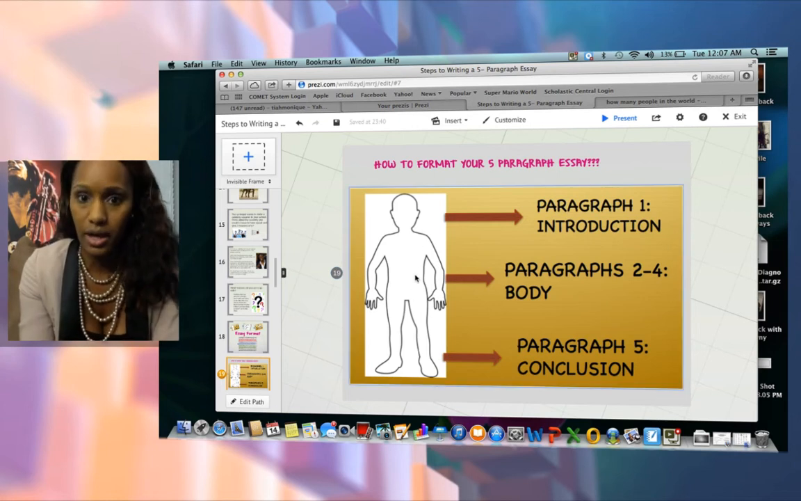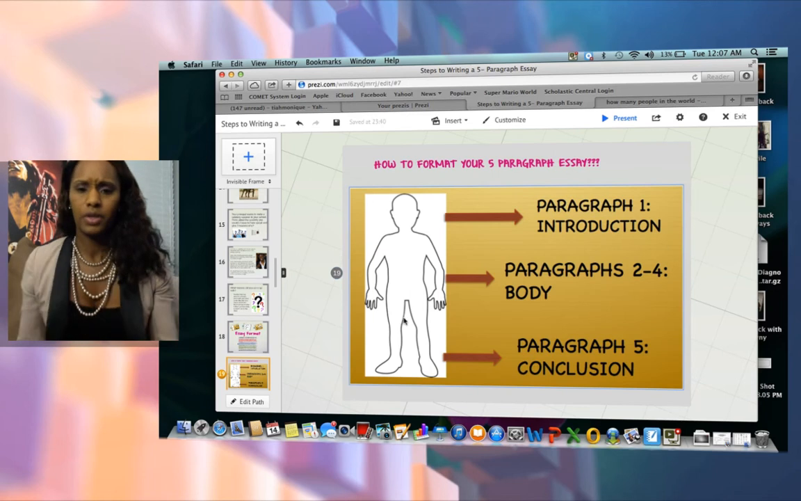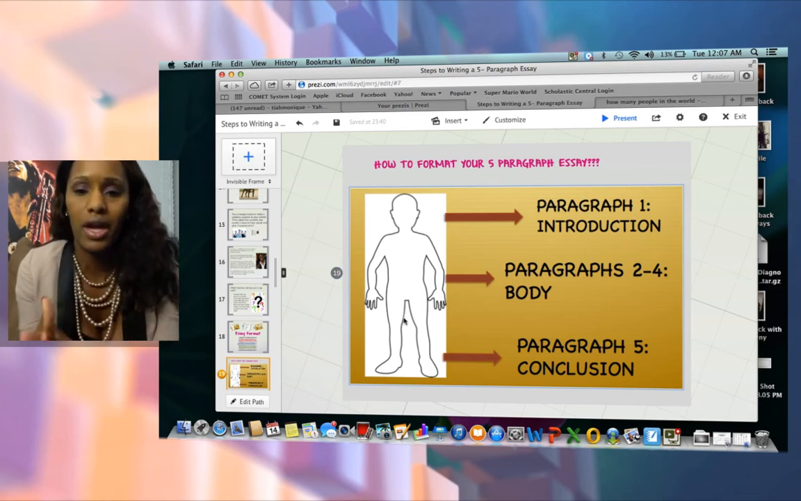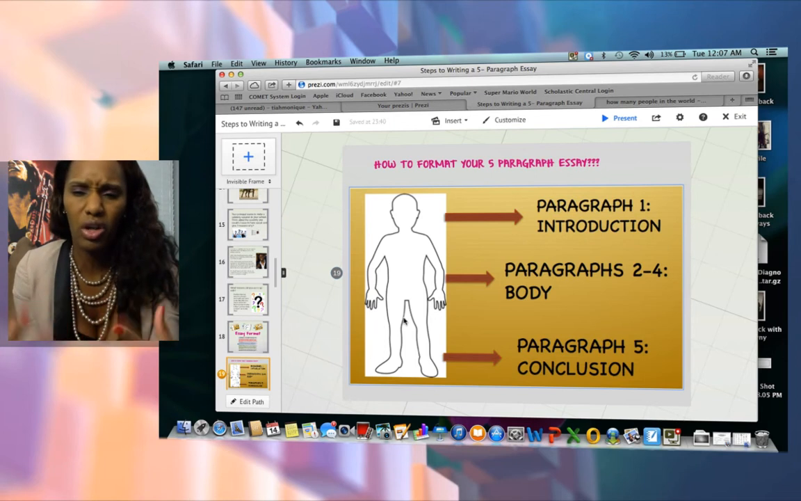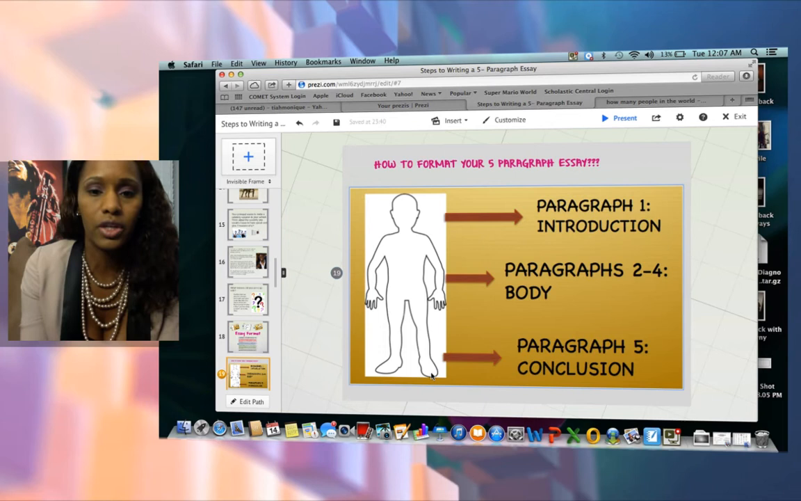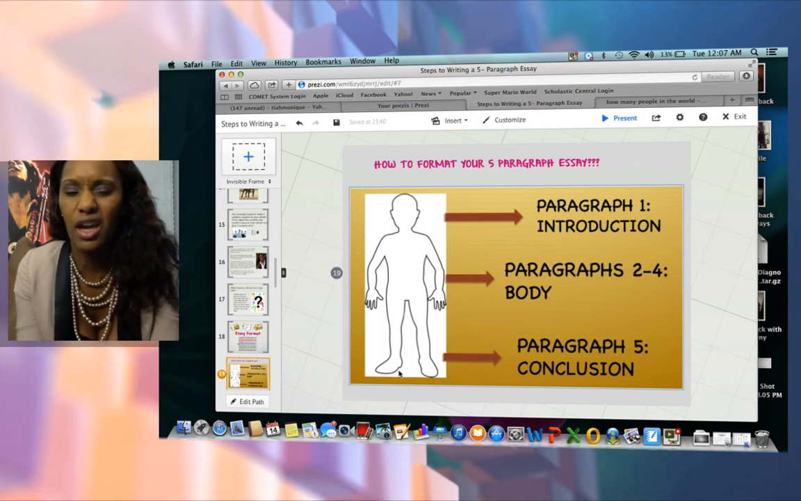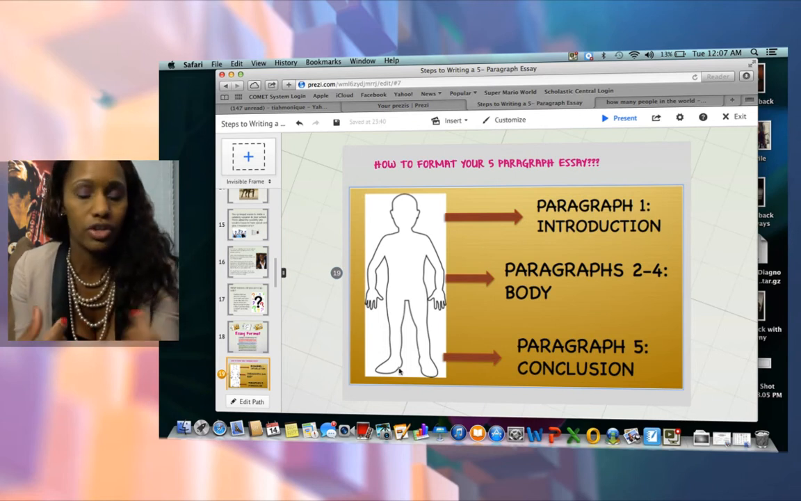Most of the person's body, a big portion of your body, is made up of the body. So when we think about our essays, majority of our essays, 2 to 4 paragraphs, are going to be the body of the essay. That's where all of your wonderful detail, all of that great stuff goes into. And finally, you'll have your conclusion, which is that thing that leaves them thinking and wondering. It's the final portion of your essay.